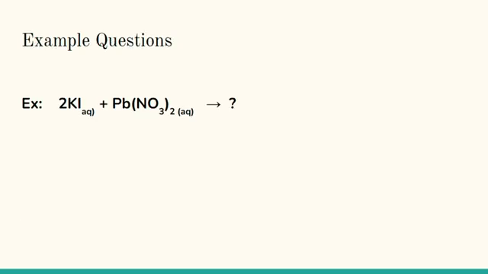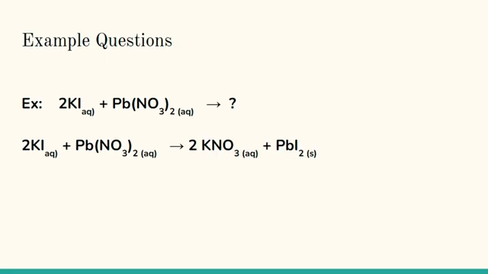In this example, we have potassium and lead, which are both positively charged, and iodine and nitrate, which are both negatively charged. Nitrate and iodine will swap places, so on the product side, nitrate will bond with potassium and iodine will bond with the lead.